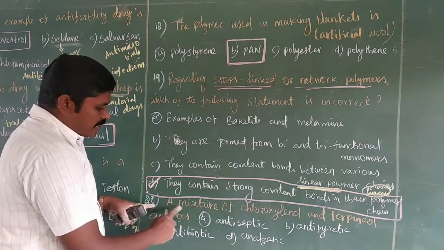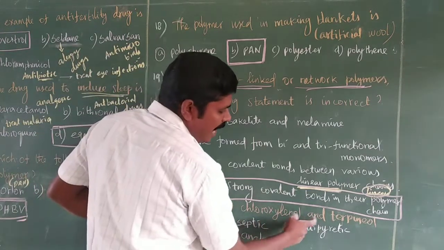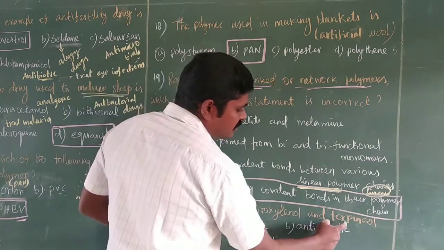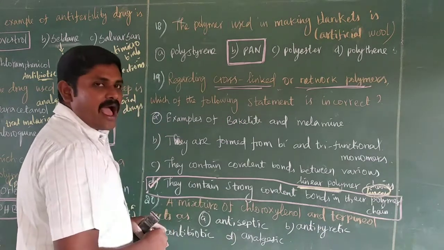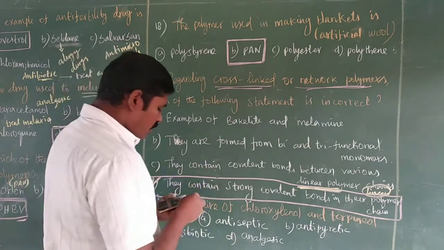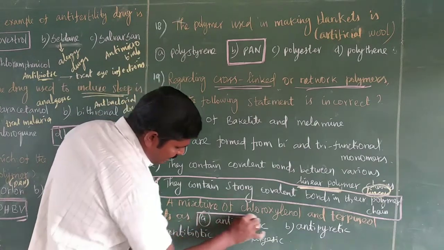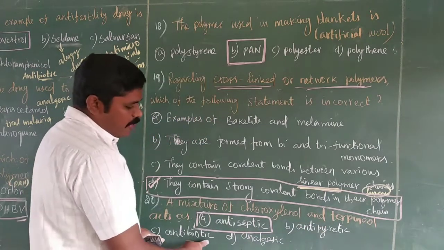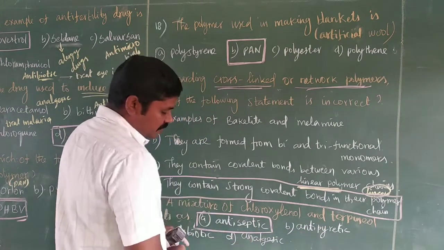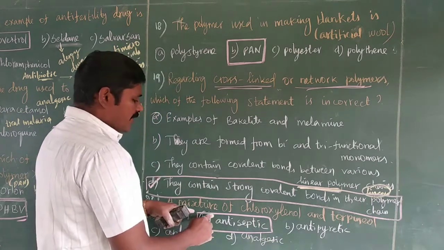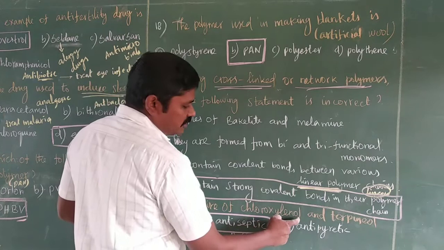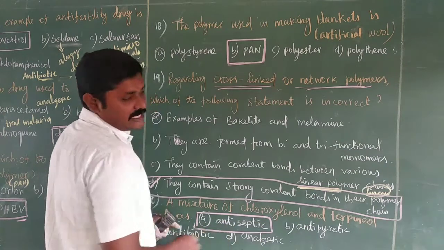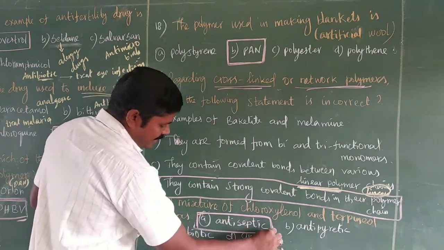Okay, so the last one. A mixture of chloroxylenol and terpineol acts as an antiseptic. Example, Dettol. So option A, antiseptic, is the correct answer. Option B, antipyretic. Option C, antibiotic. Option D, analgesic. Okay. So the mixture of chloroxylenol and terpineol is Dettol. Dettol is used as an antiseptic. Option A is the correct answer.